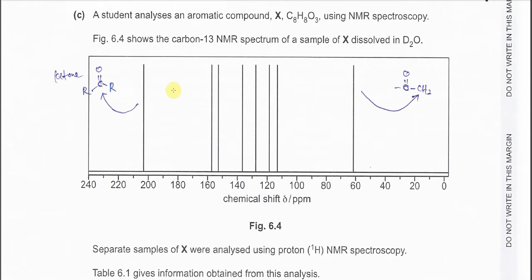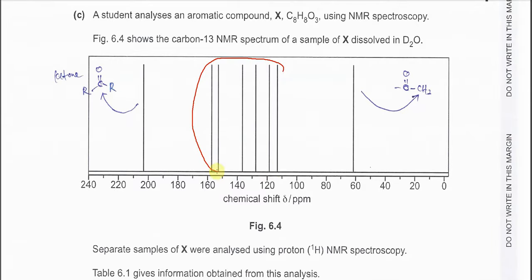Okay, part C. A student analyzed an aromatic compound X, which has the molecular formula C8H8O3, using NMR spectroscopy. Figure 6.4 shows the carbon NMR of a sample of X dissolved in D2O. So from this carbon NMR, we can actually know how many carbon environments there are. So in total there are 1, 2, 3, 4, 5, 6, 7, 8. So a total of 8 carbon environments, and this one you have to be careful.